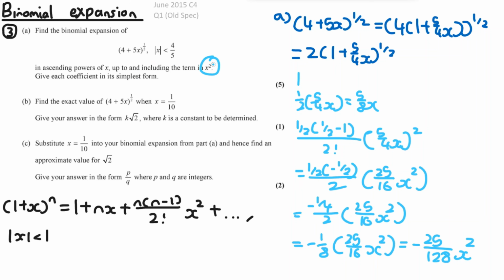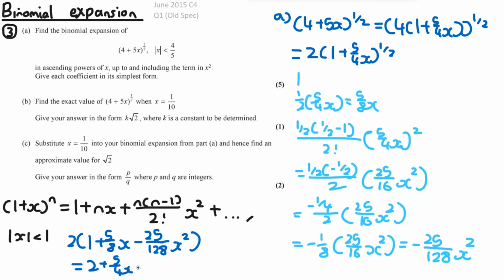So again, we only need to go up to the x squared, so therefore this whole thing is going to be, so we've still got the 2 at the front, and then it's going to be these terms added together. So 1 plus 5 over 8x minus 25 over 128 x squared, which is equal to, if we expand the brackets, 2 plus 5 over 4x minus 25 over 64 x squared. So this bracket here, the binomial expansion, is equal to this expression here.